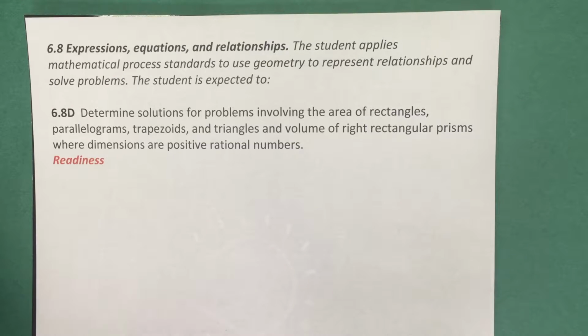In this video, we're going to take a look at Standard 6.8d. The standard says, determine solutions for problems involving the area of rectangles, parallelograms, trapezoids, and triangles, and volume of right rectangular prisms where dimensions are positive rational numbers.